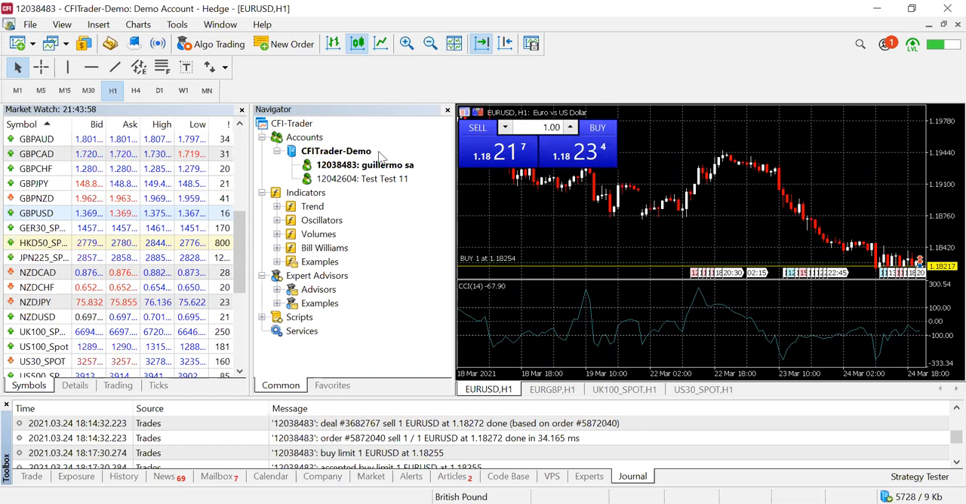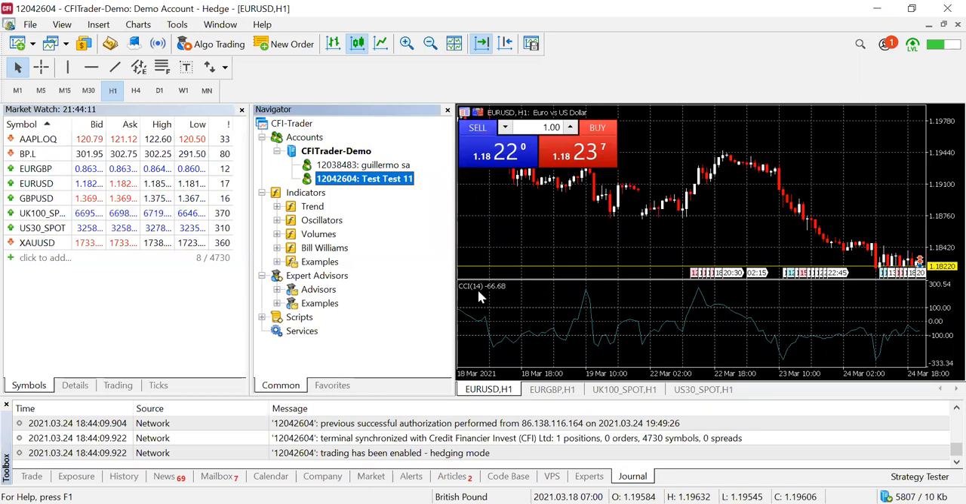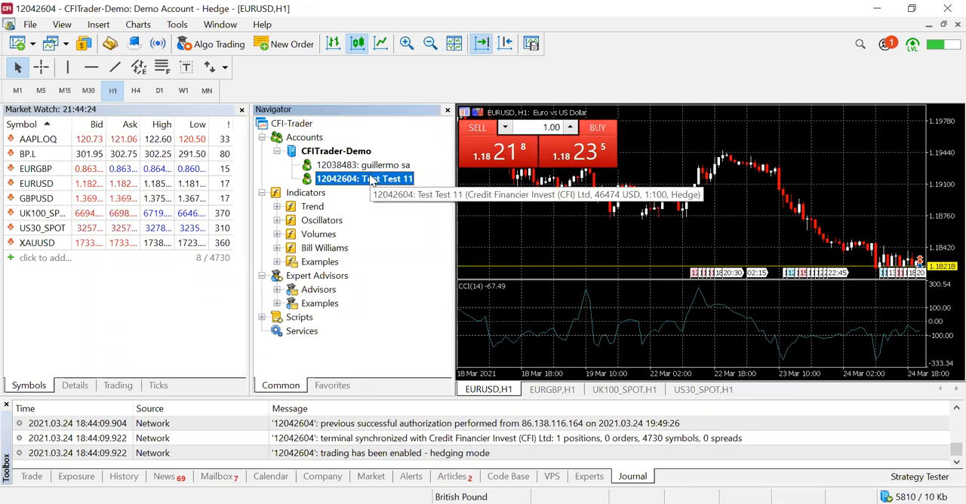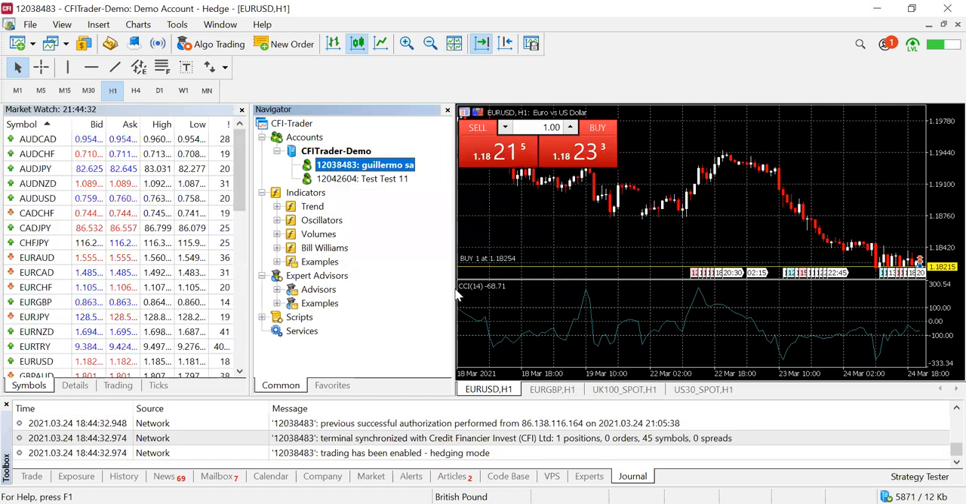In this case, with the second account that you want to log into, you simply double click. Obviously, this will already be automatically saved. Just click OK, and it will take you to your other account. The first time, you'll have to put in all the login details, probably a different password, the server and all that. Once you do it once, it will be saved in your Navigator window, and then you can simply double click, select OK, and that's it. Nice and simple.